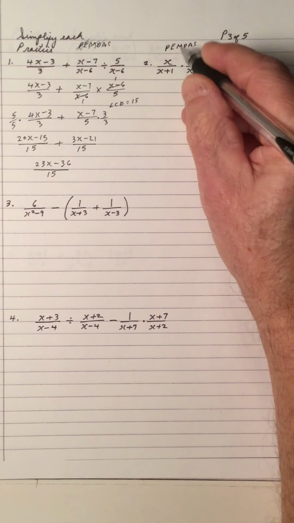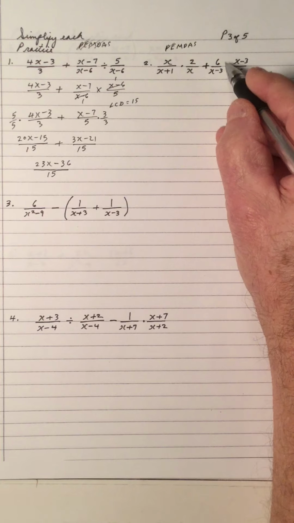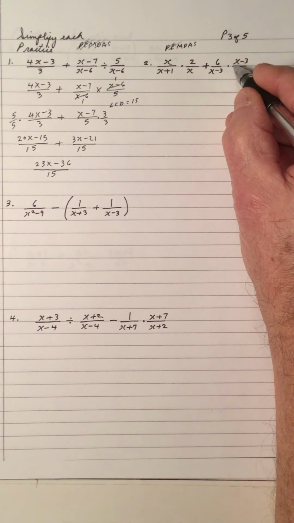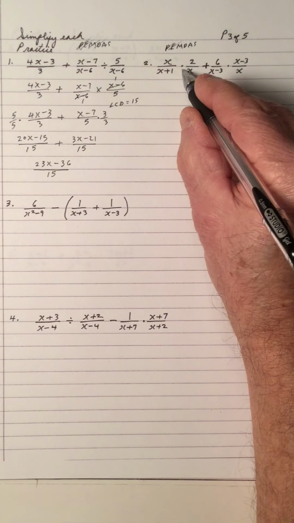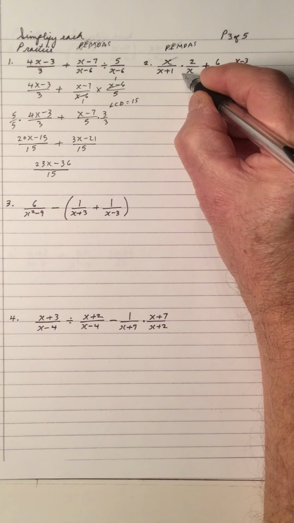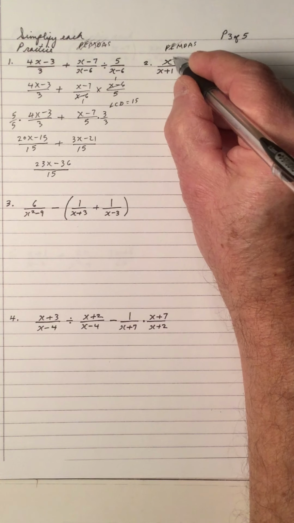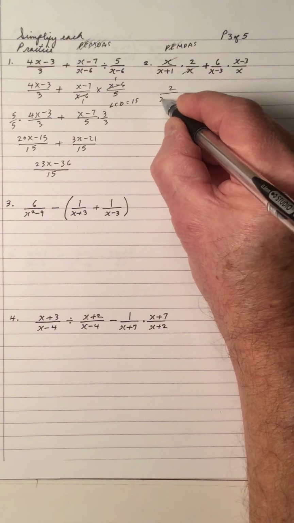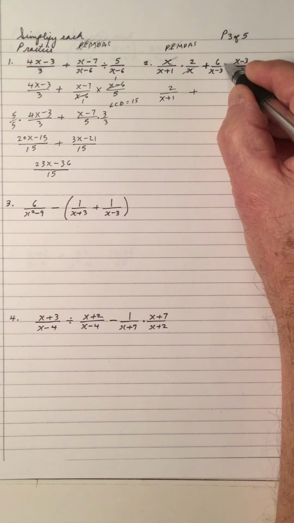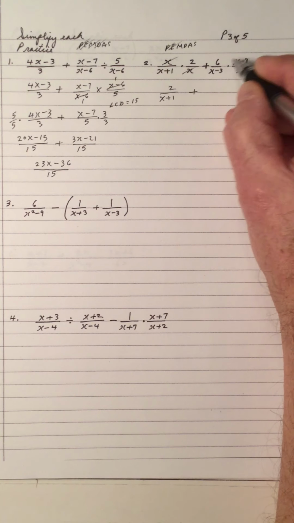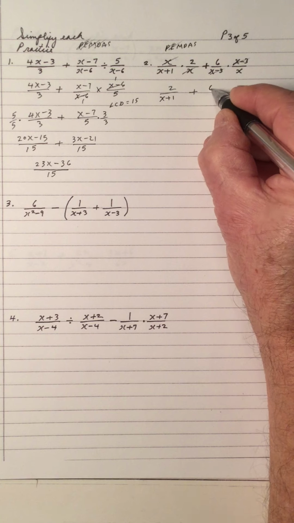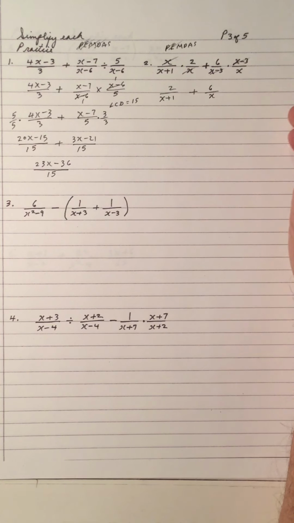PEMDAS. Again, I have no brackets. I have no exponents, but I have to do multiplication, division from left to right. So I have to multiply these two first and then these second before I add. When I multiply, I cancel. So the x's cancel out. So I get 2 over x plus 1. Add on. I'm multiplying, so I cancel anywhere, top to bottom. So they cancel out, and I get 6 over x.